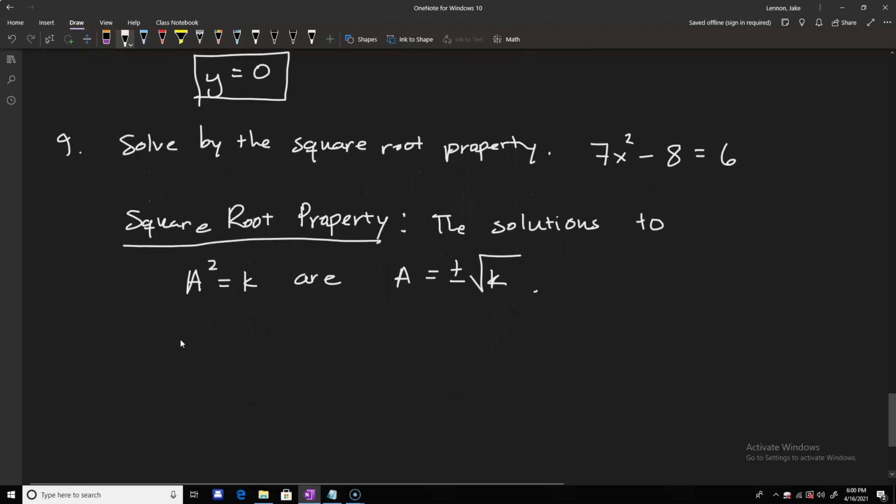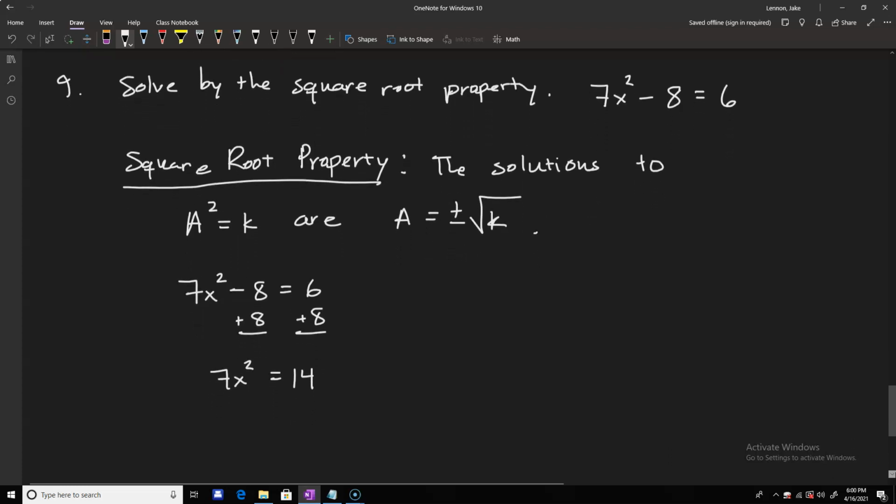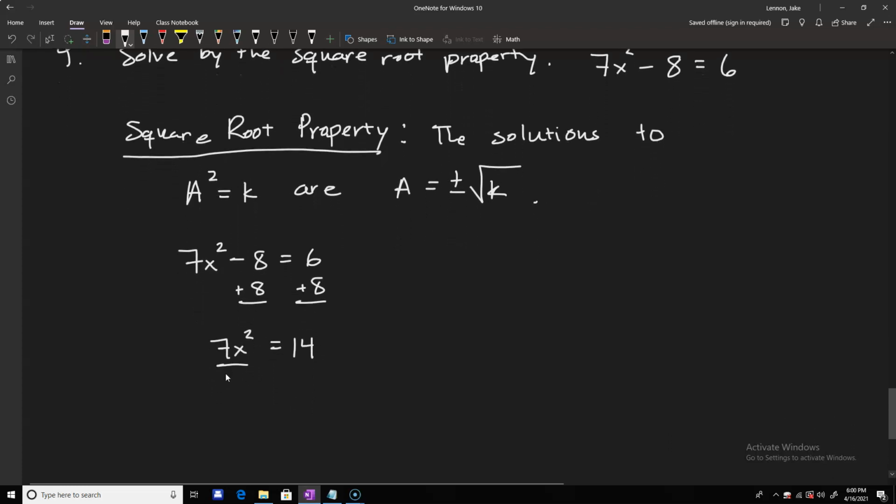So we have our 7x squared minus 8 equals 6. We start by adding 8 to both sides. So we have 7x squared is equal to 14. Divide both sides by 7. So we have x squared equals 2. So our solutions are x is equal to plus or minus the square root of 2. And those are your answers.